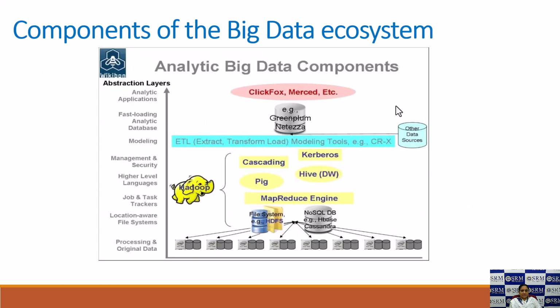So these are basically the components of big data. If you could see the layers, right, from processing on the original data, location of our file system, job and task trackers, higher level languages, management and security, modeling, fast loading analytic database, analytic applications are there. So these are basically the analytic big data components. And we have here Pig, Cascading, Hive, right, data warehouse. If you could see, DW stands for data warehouse, Kerberos is for security. And we extract, transform and load and then apply the tools and get the output. That's what we do here in the big data components.